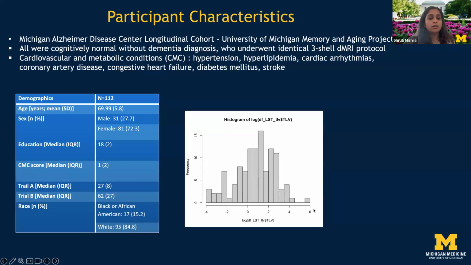And here I've shown a log of the white matter lesions in our cohort. The big takeaway here is that, because our cohort was cognitively normal, they did skew toward lower lesion volumes. We did eliminate this outlier because that was a segmentation error. But I wanted to bring up that we are looking at white matter hyperintensity lesion volumes, and overall our cohort skews in the mild to moderate white matter hyperintensity volume range.